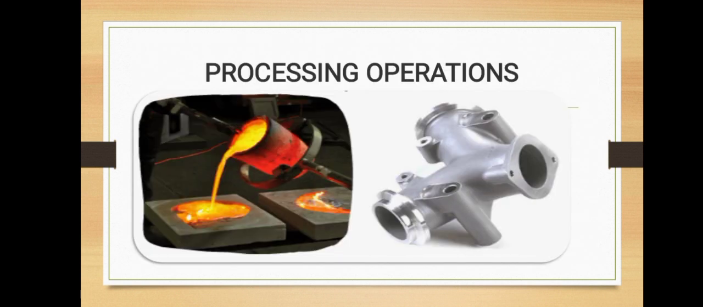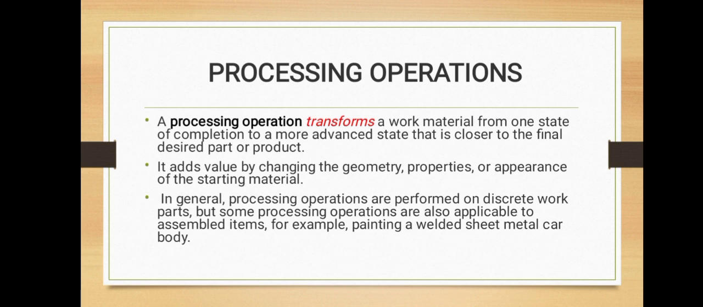Process operations is an operation that transforms a work material from a state of completion to a more advanced state that is closer to the final desired product. It adds value by changing the geometry, properties, and appearance of the starting materials. In general, processing operations are performed on discrete work parts, but some processing operations are also applicable to assembled items. For example, painting of a welded sheet metal car.